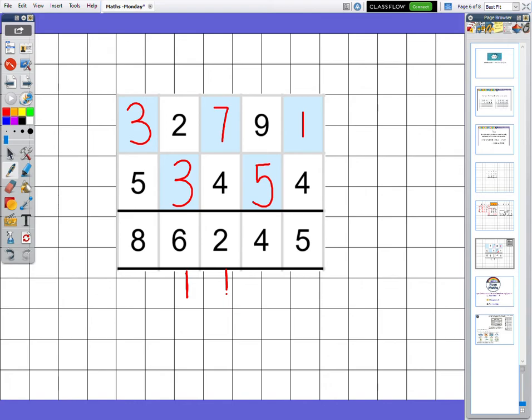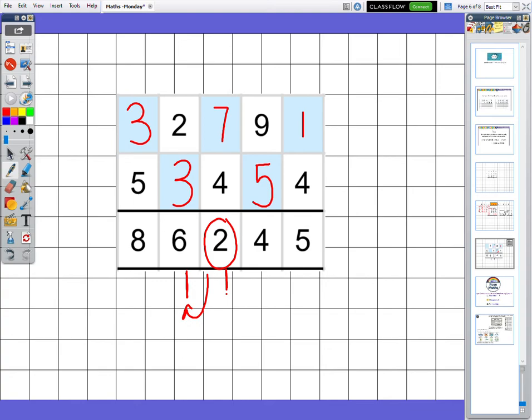Okay. So let's recap. For this one, I'm doing 1, add 4 to give me 5. This here, I'm doing 9, add 5, which will give me 14. So I've got my 4 and I have to carry my 1 over. Then I've got 7, add 4 to give me 11. And then I add my 1 at the bottom to give me 12. So that gives me my 2. And then I carried my 1 over.